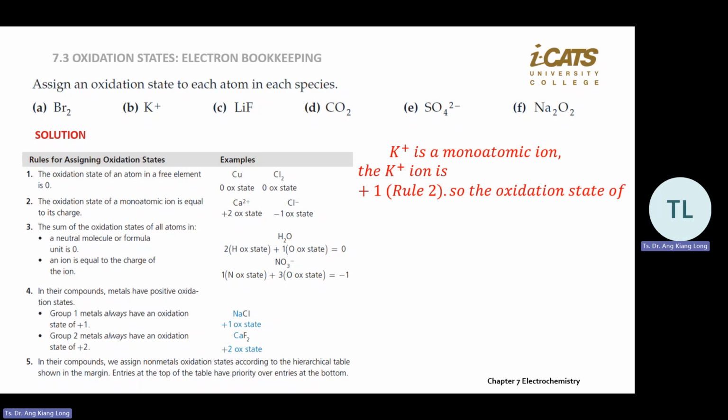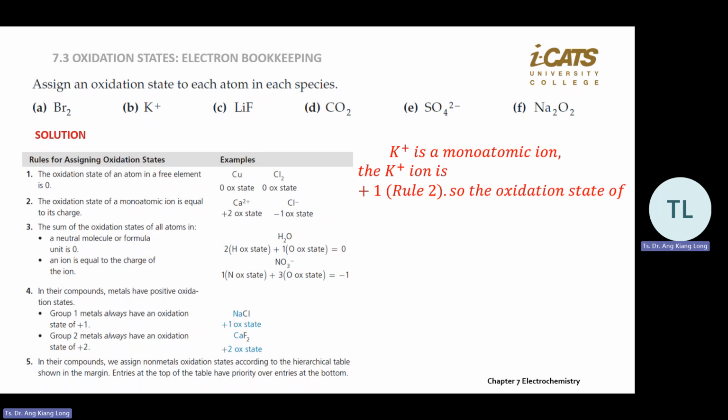So you read rule number 1. Rule number 1 is neutral, so it's not neutral. So you move to rule number 2, because rule number 1 refers to a free element. K plus is not a free element. So you move to rule number 2 as you see on the screen. You read, the oxidation state of a monoatomic ion is equal to its charge.